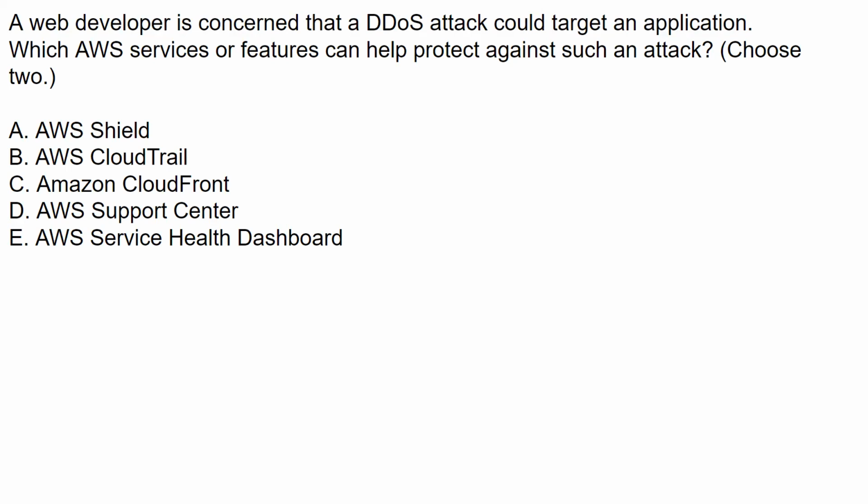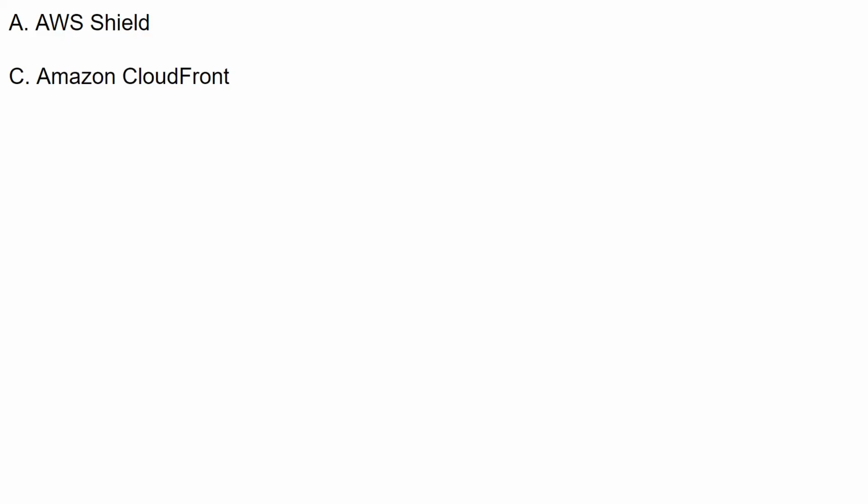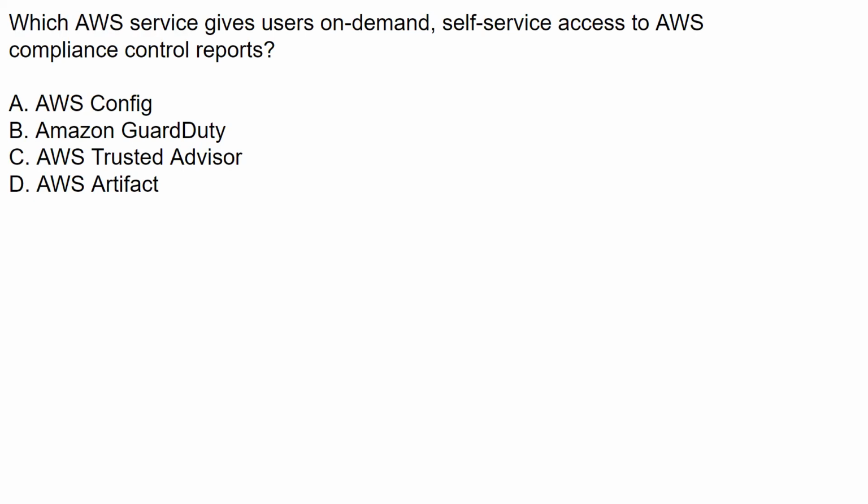A web developer is concerned that a DDoS attack could target an application. Which service or feature can help protect it? AWS Shield, CloudTrail, Amazon CloudFront, Support Center, Service Health Dashboard. AWS Shield and CloudFront. Which AWS service gives users on-demand self-service access to AWS compliance control reports? Config, GuardDuty, Trusted Advisor, Artifact.